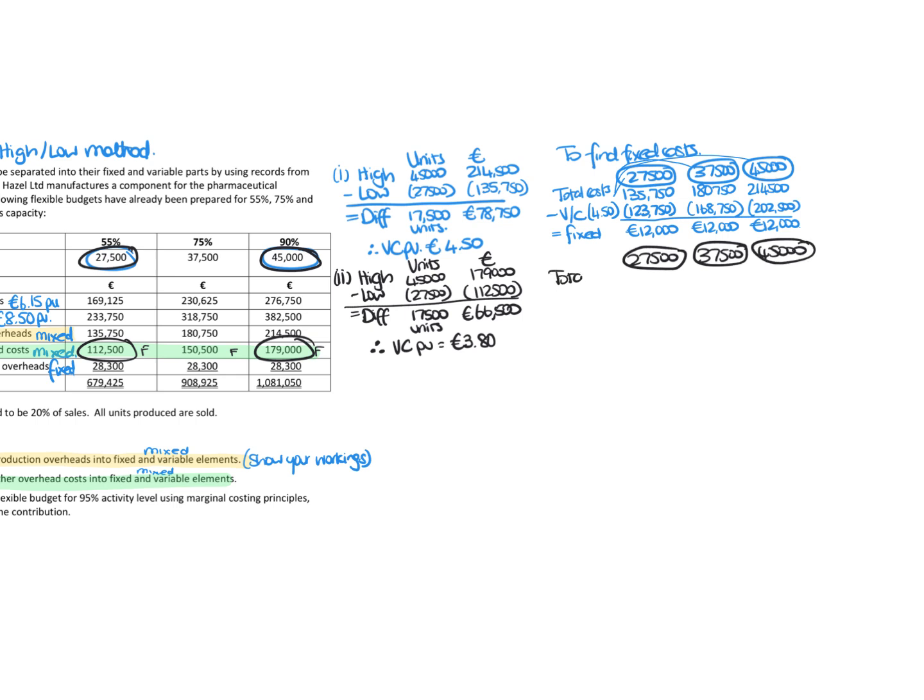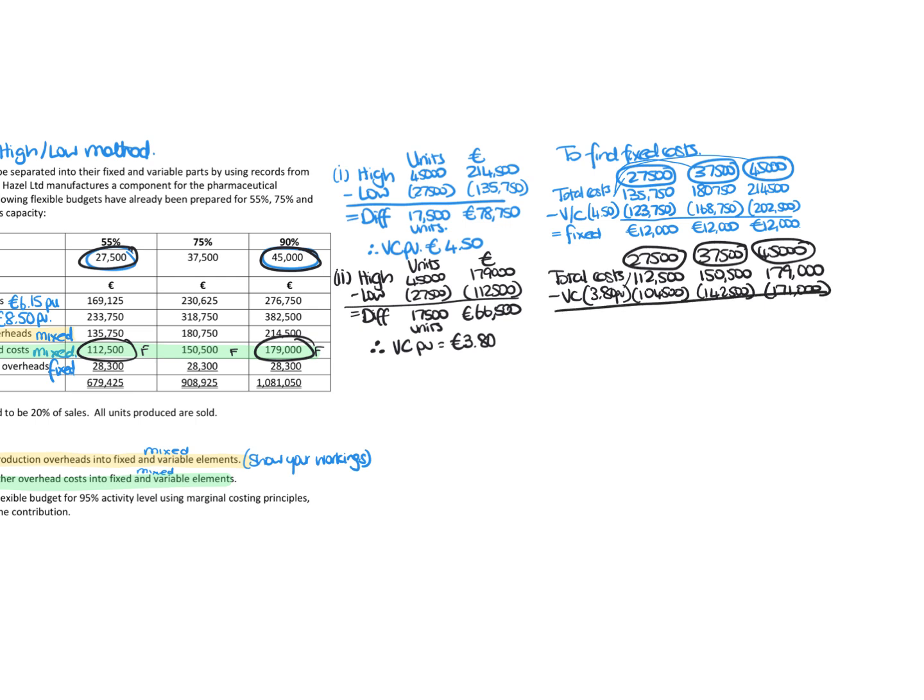We'll take the total costs. So we've got 112,500, we've got 150,500, and we've got 179,000. We'll minus the variable cost, which is €3.80 per unit. So we'll multiply 27.5 by €3.80, that is 104,500. We'll multiply 37,500 by €3.80, that's 142,500. And we'll multiply 45,000 by €3.80, and that is 171,000.